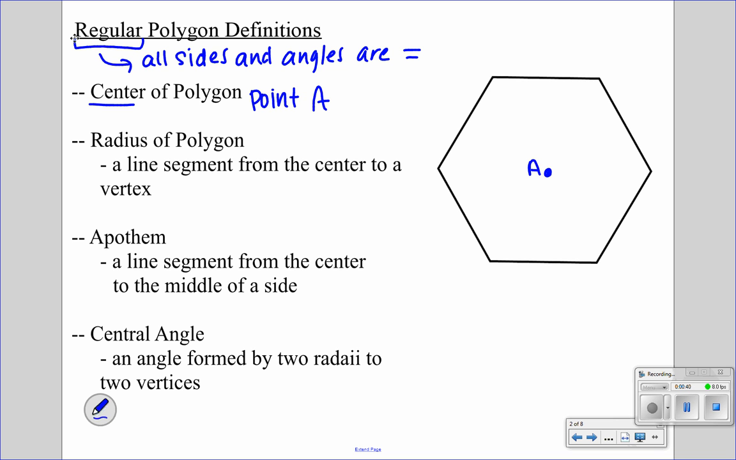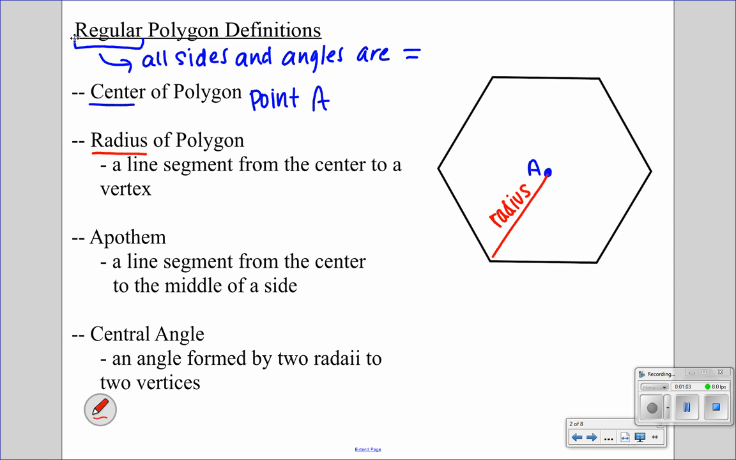So that's point A. Next, we have a radius of the polygon. A radius is a line segment where we start at the center and we go to any vertex. That is a radius. Since we have 6 sides, we have 6 vertices, and that also means we have 6 radii. But this is just one of them drawn. So that is your radius.